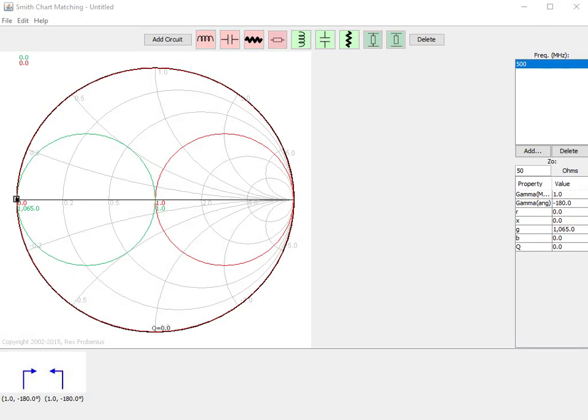Okay, let's take a look at the Smith chart. Specifically, we can look at the Smith chart using a program here, so we can add some components and see what they do and get the calculations done for us.